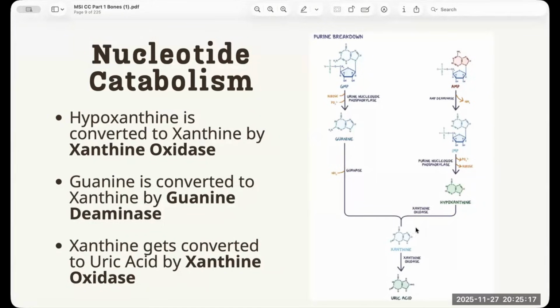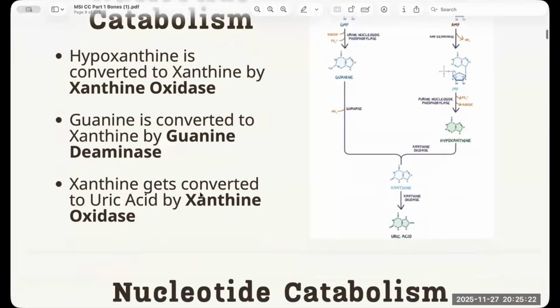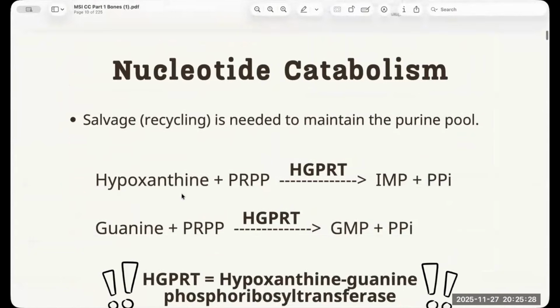Both the guanine and the hypoxanthine give xanthine and later on uric acid. I mentioned here some of the enzymes that we need to know. They're not super high yield, but it's good to know.